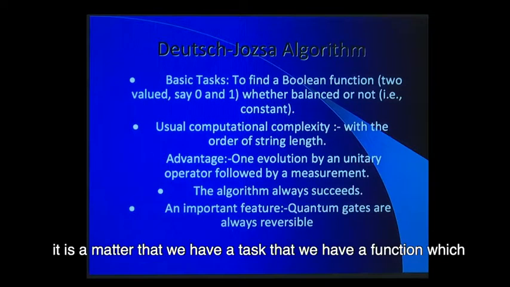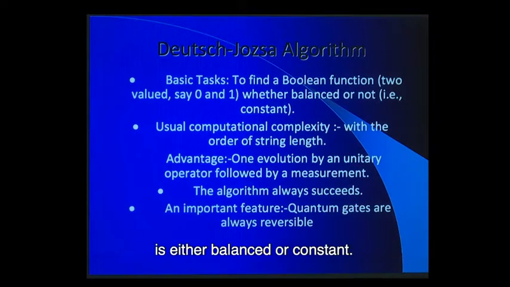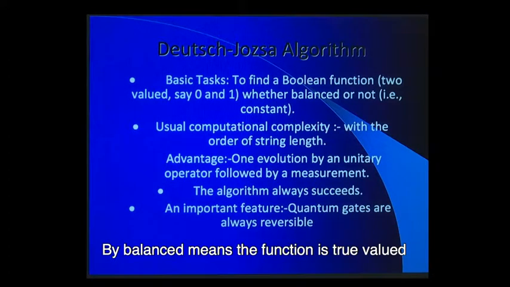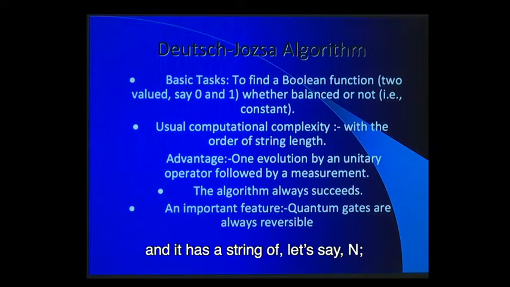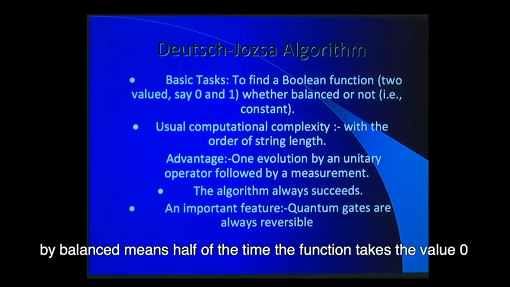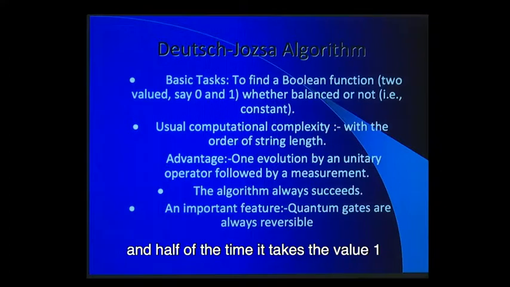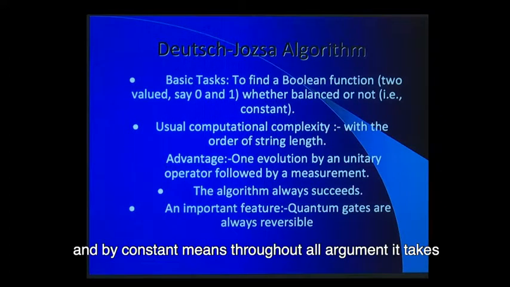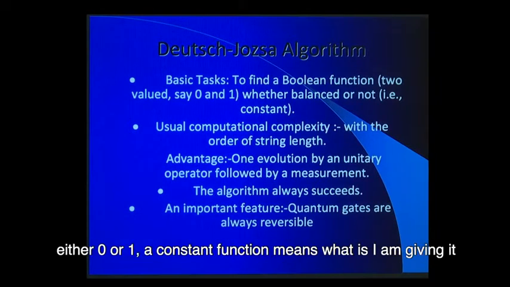We have a task, in which we have a function which is either balanced or constant. By balanced, we mean the function is two valued and it takes a string of length n. Balanced means half of the time the function takes the value 0 and half of the time it takes the value 1, and constant means that throughout all arguments it takes either 0 or 1.